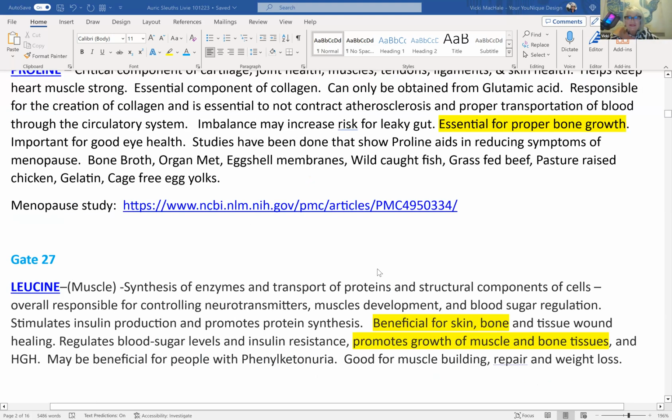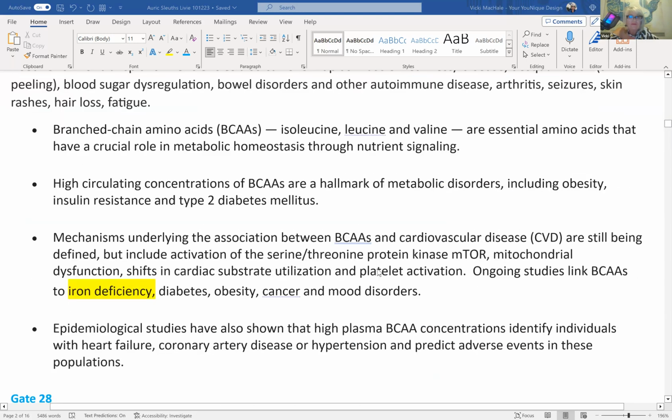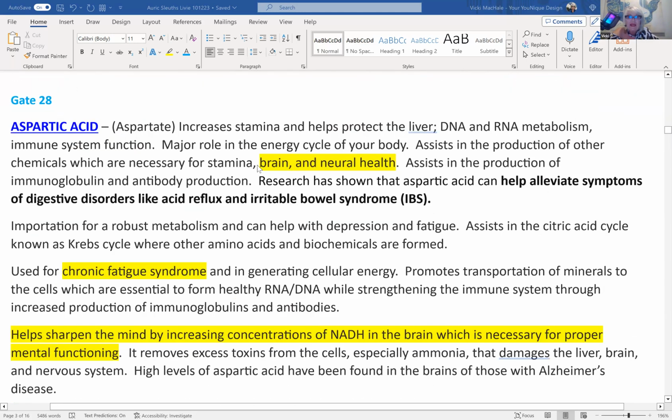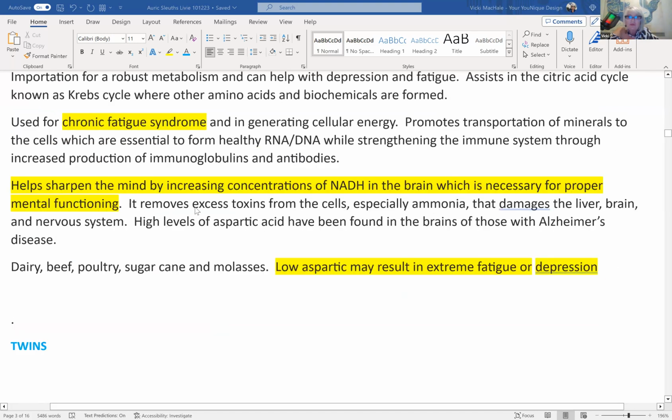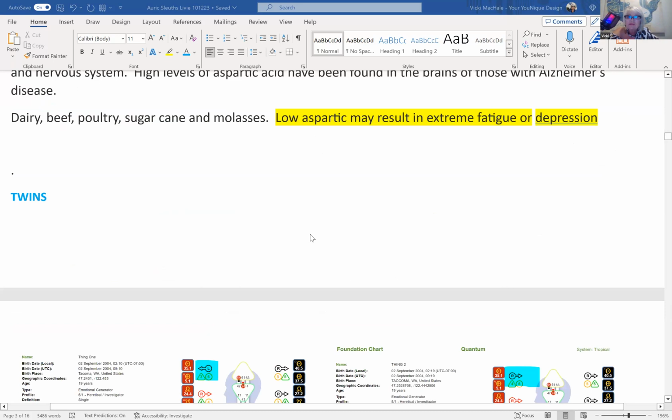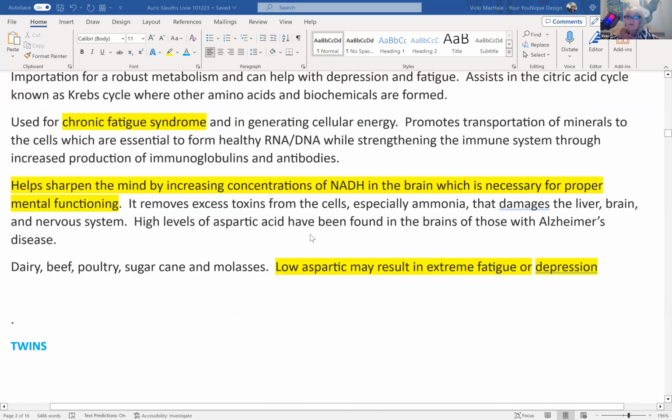Okay. And then gate 27. Okay. We went over that. And then gate 28, again, that impacts the brain and neural health. It can affect fatigue, and it helps sharpen the mind by increasing concentrations of chemicals within the brain, which are necessary for proper mental functioning. And again, low aspartic acid may result in extreme fatigue or depression.